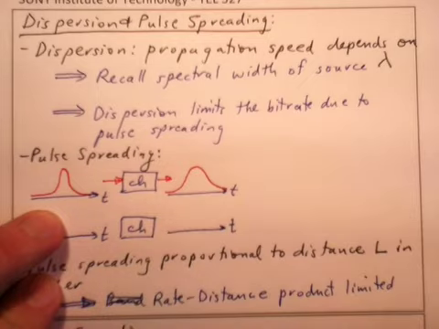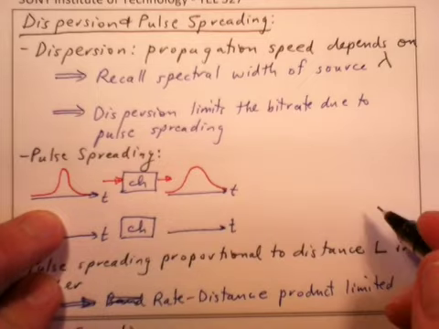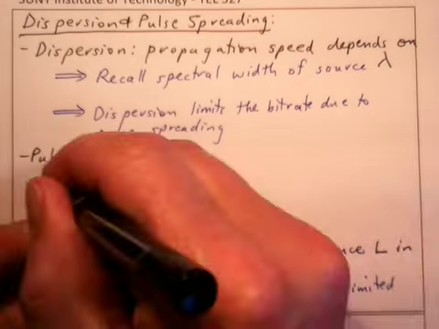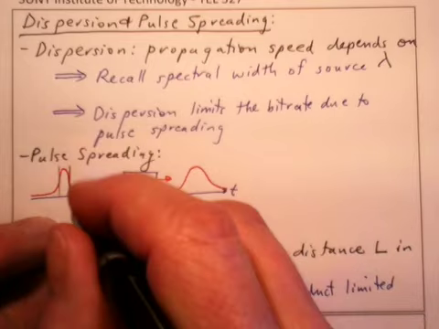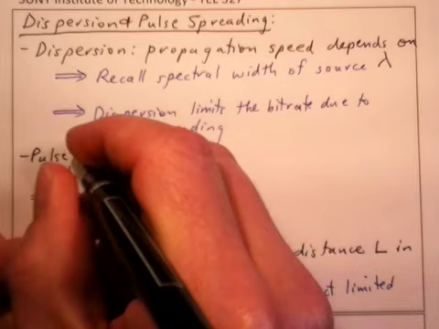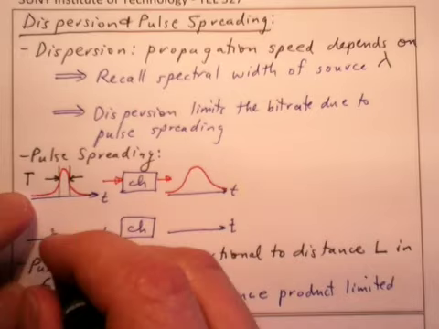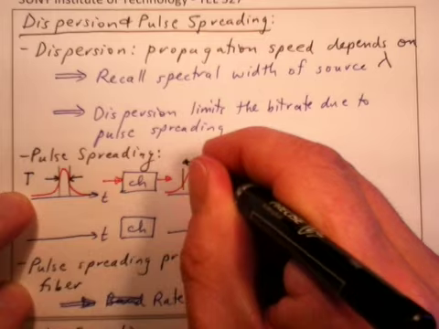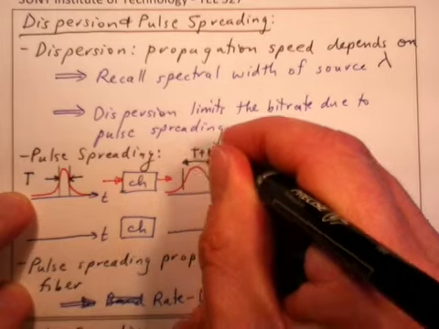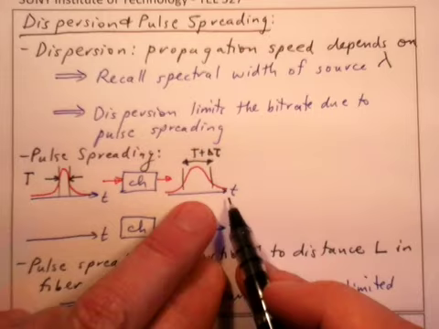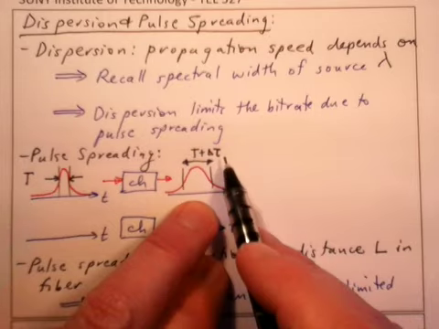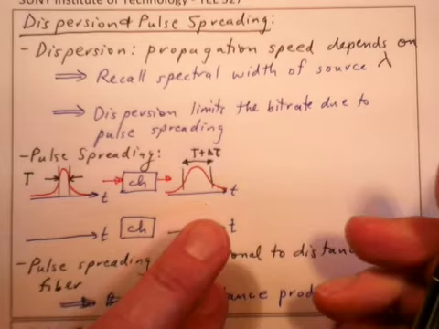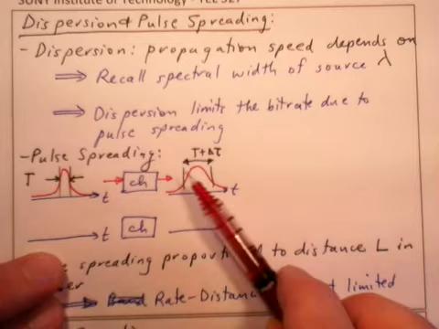And we can characterize that with a pulse spreading parameter, delta tau, and maybe we call this time t, say for the bit period, and then on the output side our pulse is now t plus delta tau wide in time. So it is spread out by the amount delta tau. And so delta tau is our pulse spread.